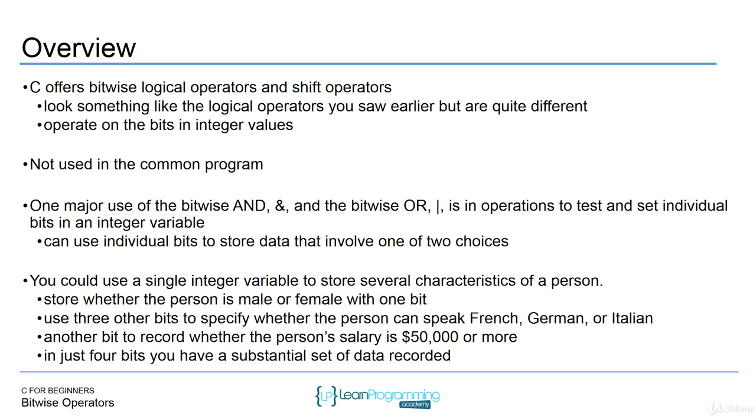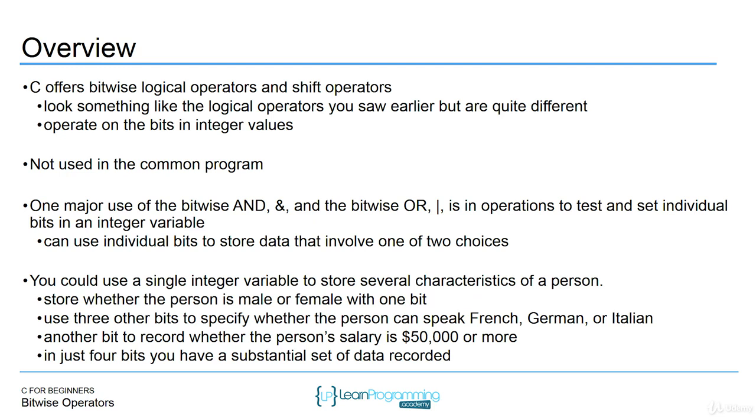So for example, if you want to store individual characteristics of a person, you could have 1 bit tell you whether or not the person is male or female by saying 1 is equal to male, 0 is equal to female. You just either turn it on or turn it off. Then you could use 3 bits to specify whether the person can speak French, German, or Italian. So 1 bit could represent French. If it's 0, that means they don't speak French. If German is 0, that means they don't speak German. If it's 1, it means they do speak German. So by turning these bits off and on, setting them to 1 or 0, you can represent a lot of data.